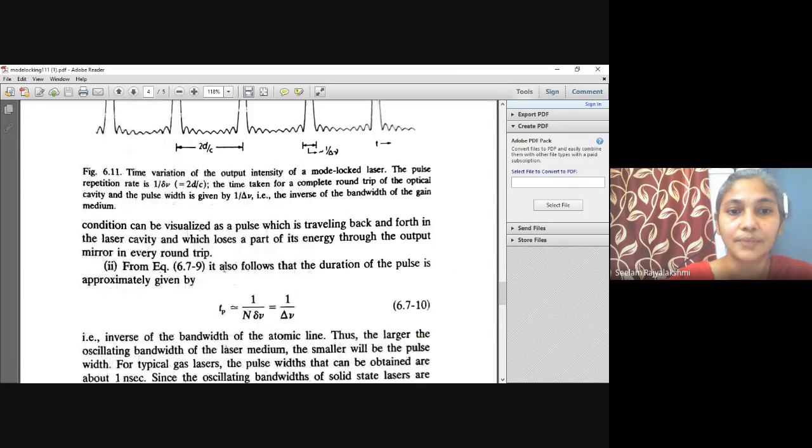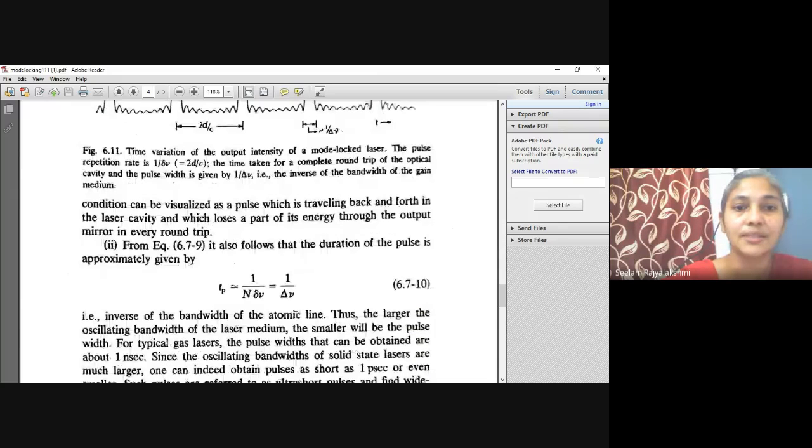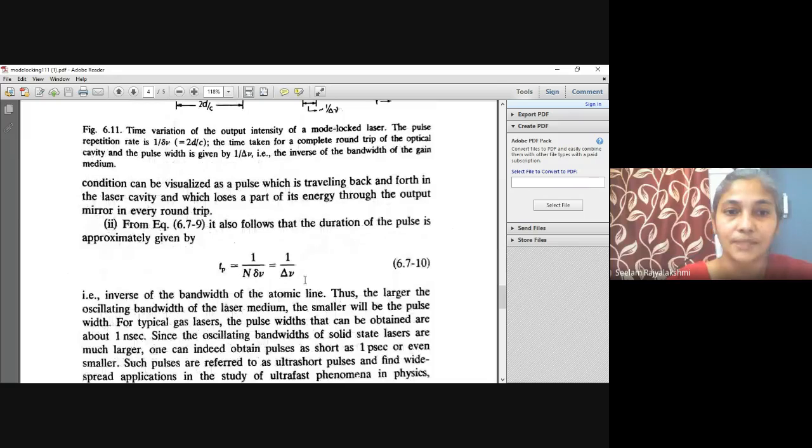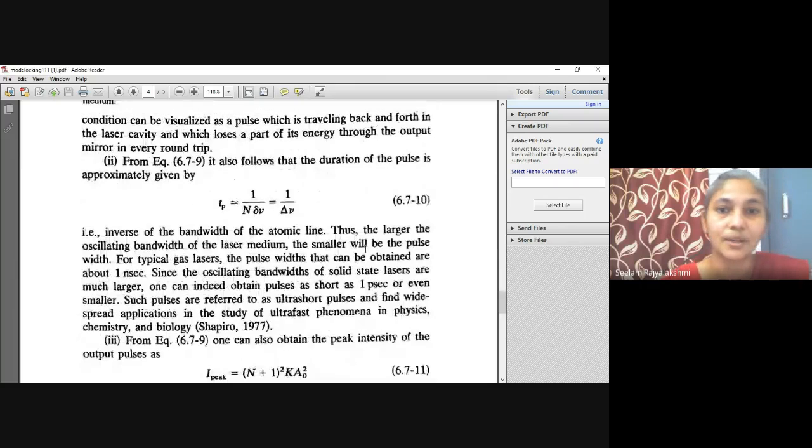So from equation 9, it also follows that the duration of the pulse is approximately given by Tp, which is approximately 1 by n into delta nu, that is, 1 by n nu, delta nu. That is the inverse of the bandwidth. So the duration of the pulse is the inverse of the bandwidth of the atomic line. Thus, the larger the oscillating bandwidth of the laser medium, the smaller the pulse width.